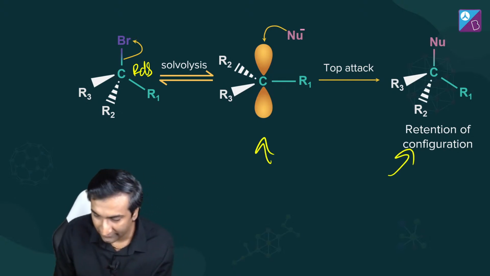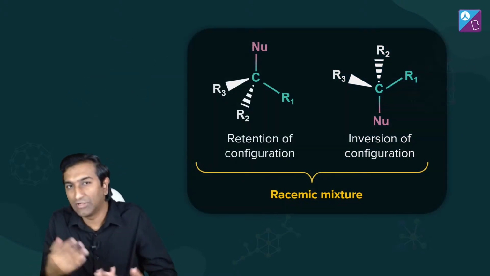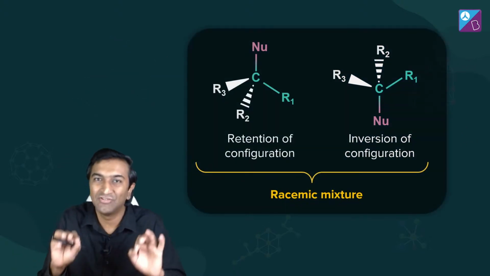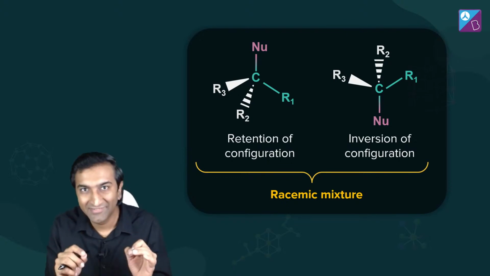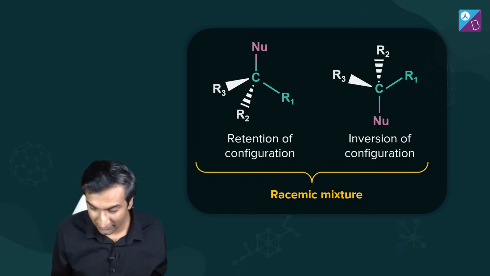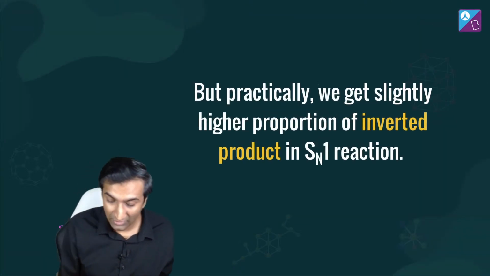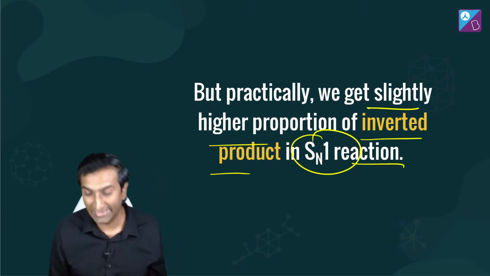In this case, retention of configuration होता है. नीचे से आया तो inversion of configuration हो गया, right? So theoretically, it should give you a racemic mixture, but it gives you the inverted product थोड़ा सा ज़्यादा. That's why I said disclaimer. This is the disclaimer. Okay? All right? Any doubts here? Yeah? Practically, you get a slightly higher proportion of the inverted product in SN1 reaction.